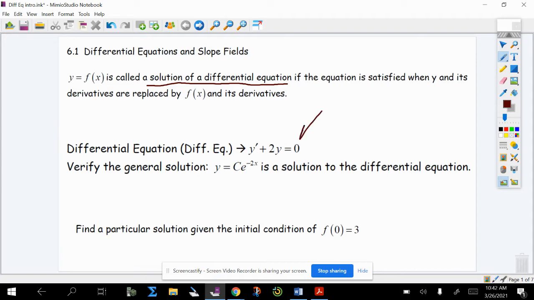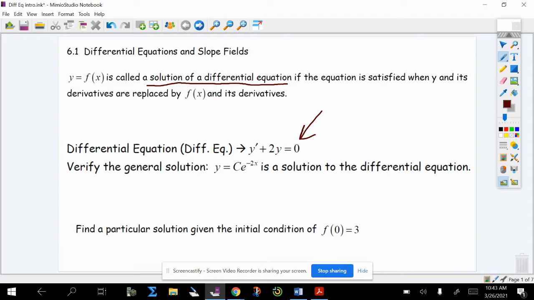So here's an example of a differential equation. It's not written the way we're used to. We're used to having the derivative isolated, but your derivative can actually be anywhere within the equation, and it's still considered a differential equation. So this has y prime, which is the derivative, plus 2y equals 0. I want to verify that y equals ce to the negative 2x is a solution to that differential equation.